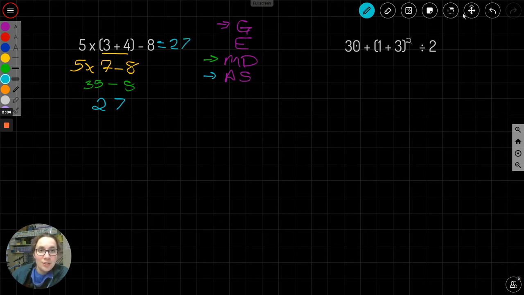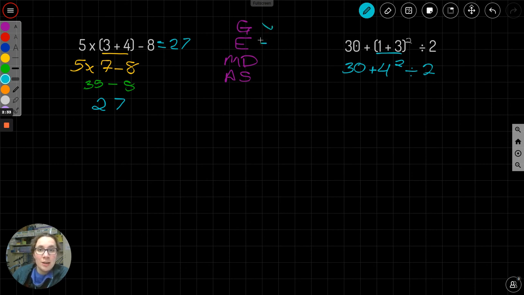Now let's look at this one over here. Again, we're going to start with grouping symbols, as we always do. 1 plus 3 is within the grouping symbols in the parentheses, so we're going to do it first, before the exponent, before the division, before the addition. 30 stays the same, plus, this is 1 plus 3, so 4, and that's going to be squared, divided by 2. And that was grouping symbols, check.